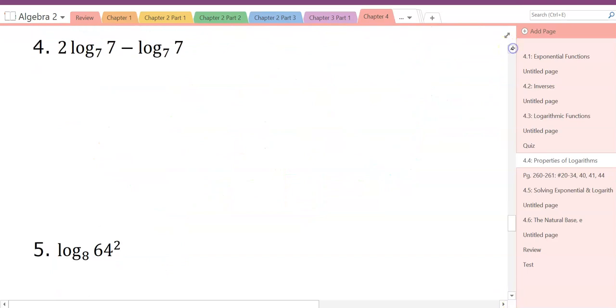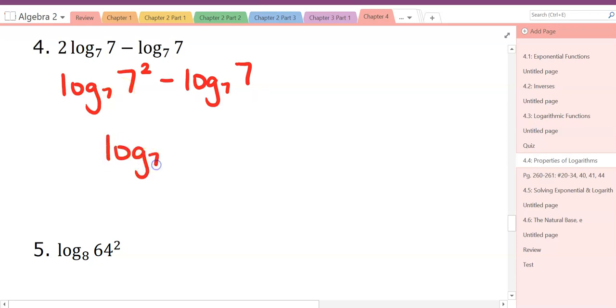Okay, these last two are similar to that in that we're actually going to end up evaluating and solving for that x. So starting with number 4 here, I've got log 7, 7 squared, minus log 7, 7. So log of the 7, that's like that common base. Now 7 squared is going to be 49. The minus sign means that we're going to divide. And we're going to divide by that other 7.